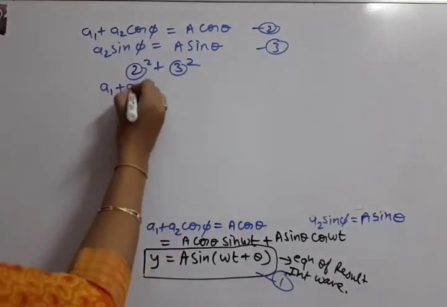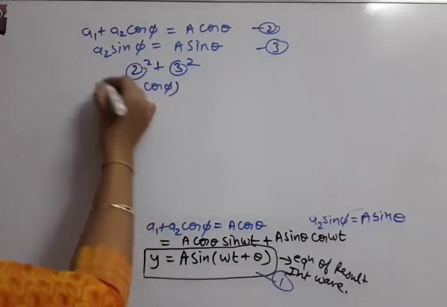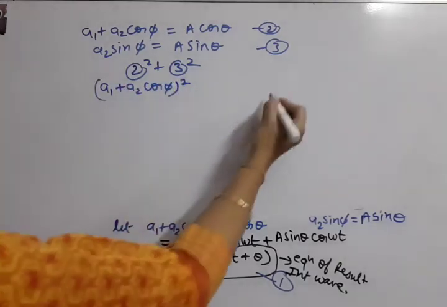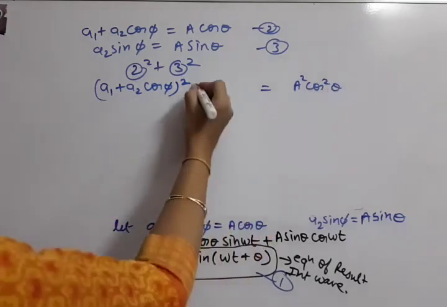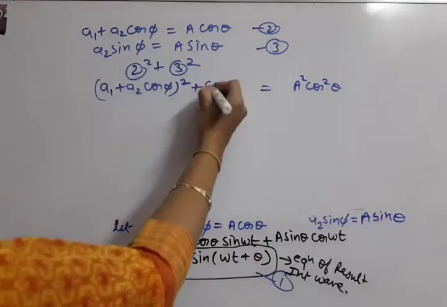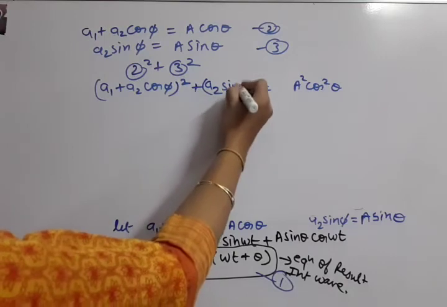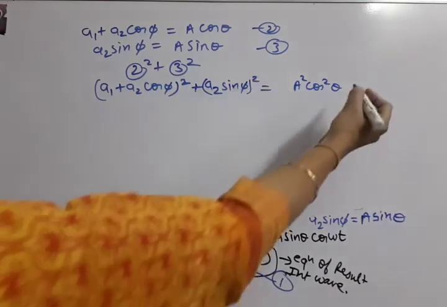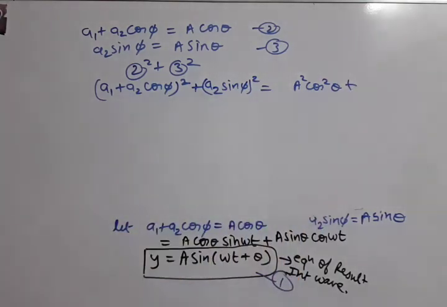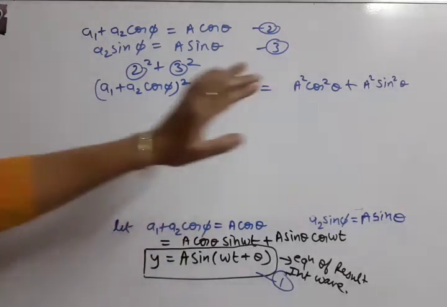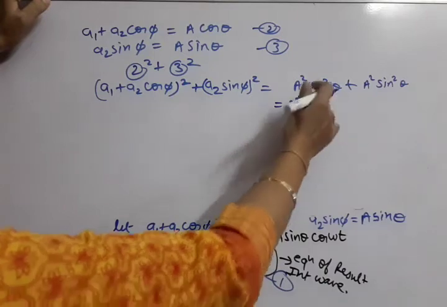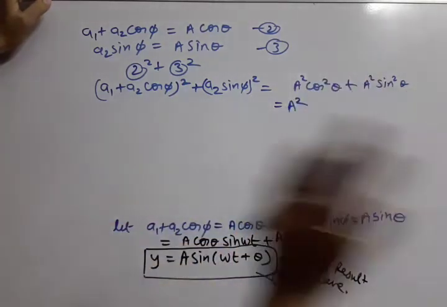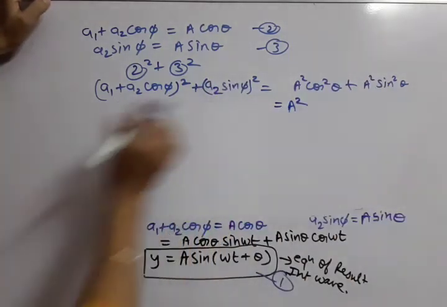So here A1 plus A2 cos phi square, and here A square cos square theta plus third equation A2 sin phi square equals A square sin square theta. Now if A square is taken common, cos square theta plus sin square theta becomes 1. That side solved. Now this side.